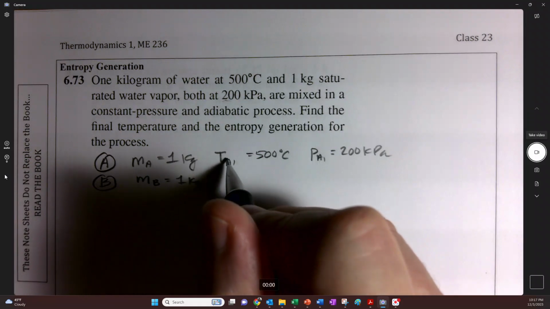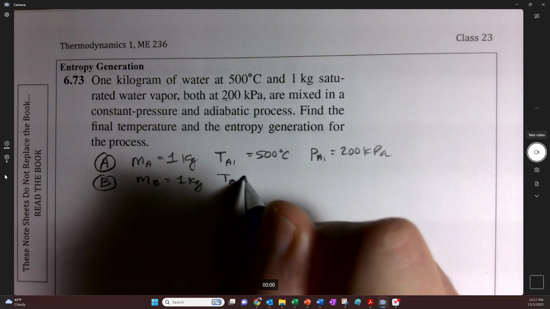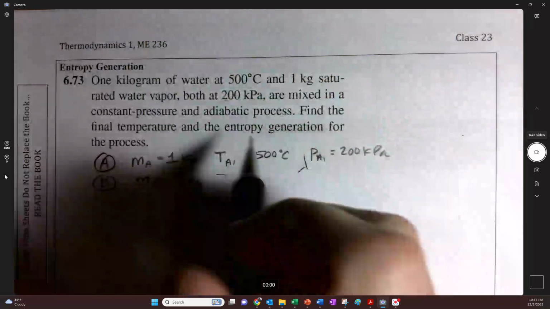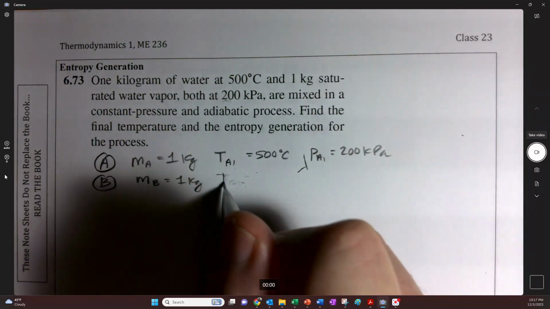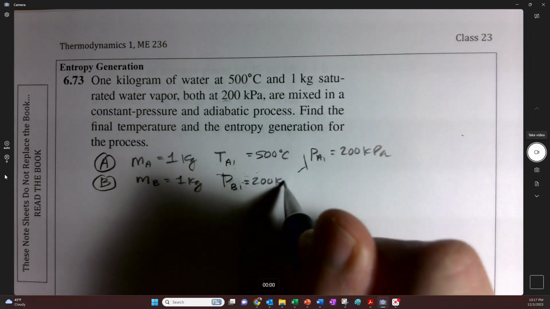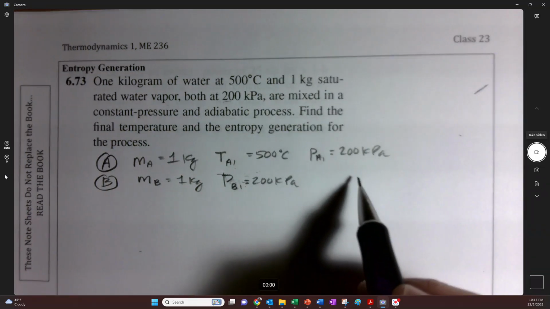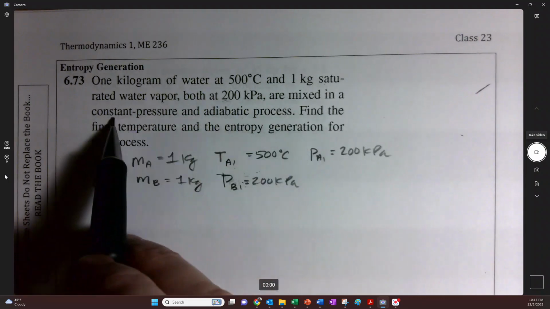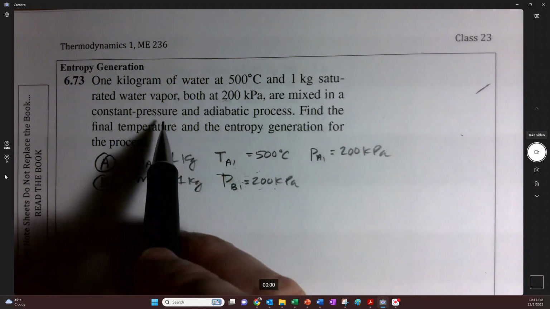And we don't know the temperature of this one, but we know the pressure. We know that it's 200 kilopascals and that it's a saturated water vapor. So PB1 is also 200 kilopascals. We'll take a look at that in the steam tables. We know that these two things are going to get mixed together at a constant pressure. Well, they're both 200 kilopascals already, so that's the pressure.